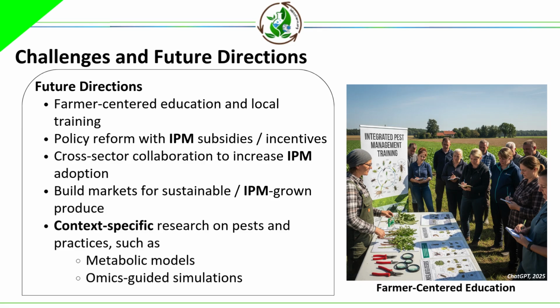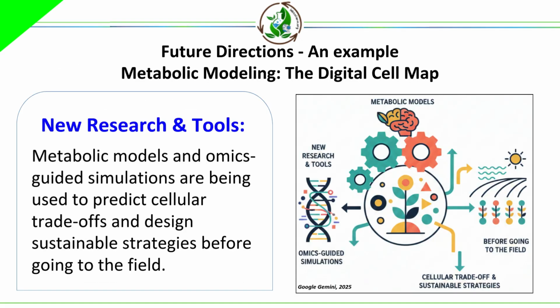In the next few slides, we will take a moment to look at exactly what a metabolic model is, because it directly ties into your upcoming hands-on activity, the Metabolic Simulation IPM Sprint. We just mentioned how metabolic models and omics-guided simulations are a key future direction for agricultural research. Instead of finding the best balance for a plant through decades of slow field trials, we can now design sustainable strategies before we even step onto the farm. This is how we use science to engineer resilience.